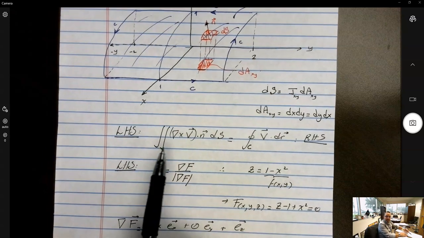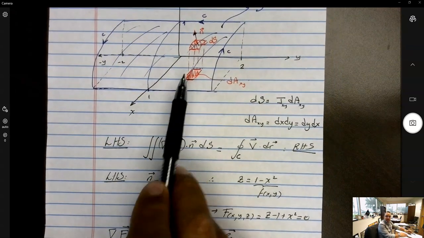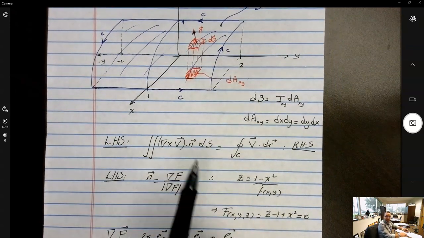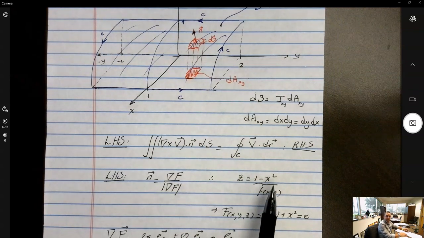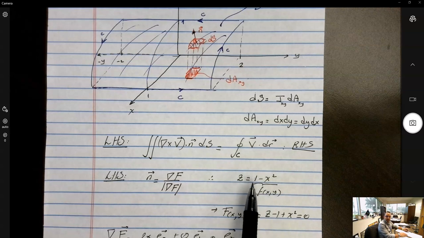So we start with the left-hand side. We calculate the normal vector. The surface is defined by z equals 1 minus x squared. We define the level curves of that surface as C minus f of x and y equals 0. And capital F will be z minus 1 plus x squared. So basically take this to the left-hand side.